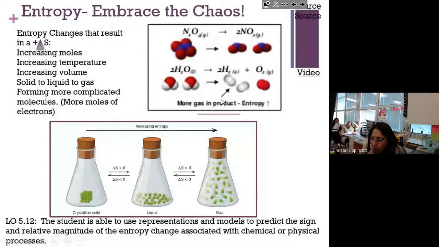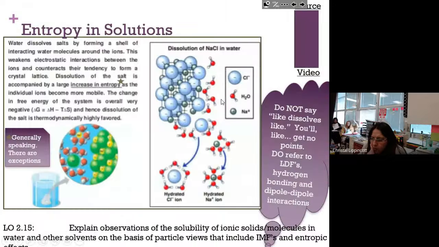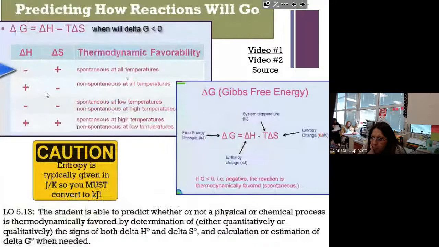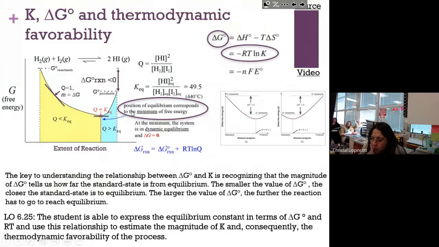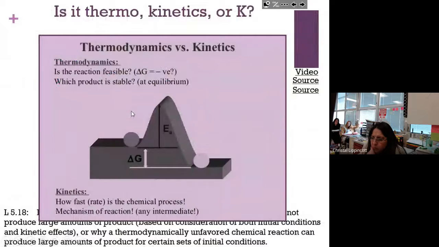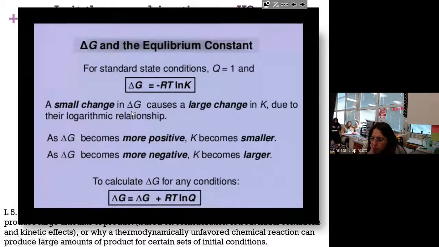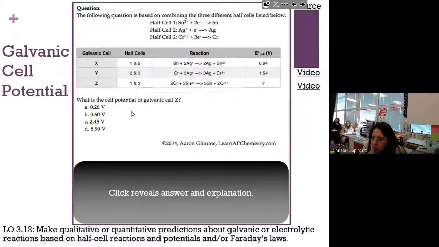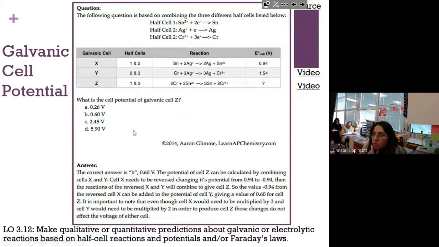Then on to thermochem. We're going to embrace the chaos here. We've talked about it: don't say "like dissolves like." They don't like that. Memorize this thing. Get this thing memorized. There are lots of ways to calculate G. All right, then you had this one. You should have ended up with B for your answer here.